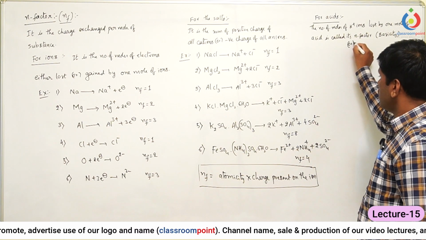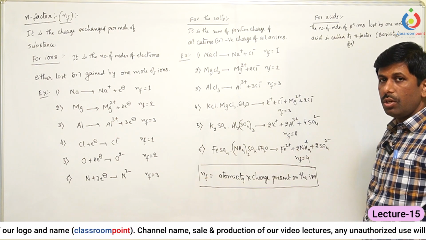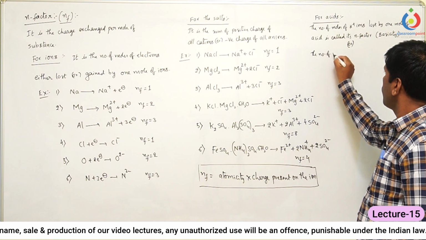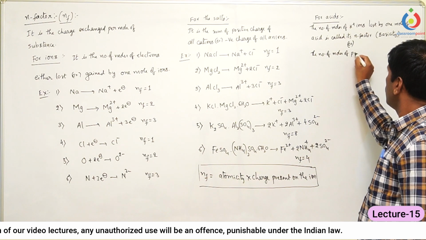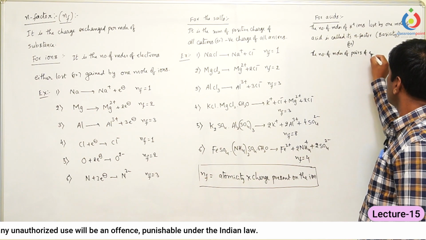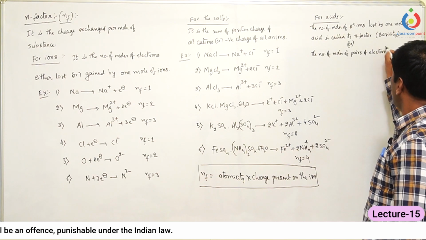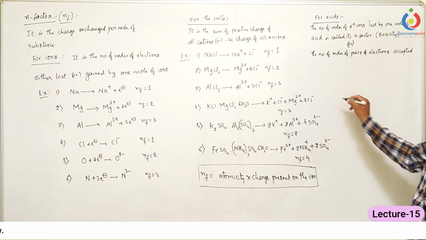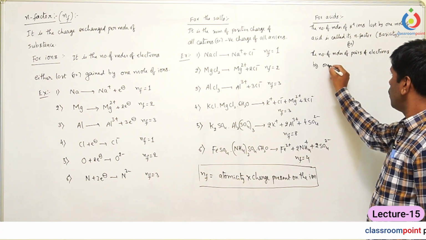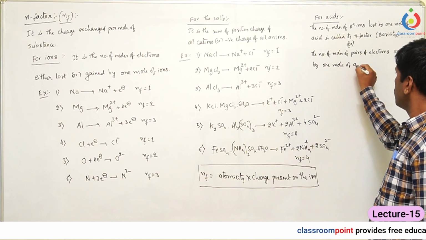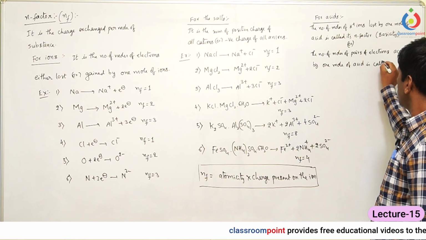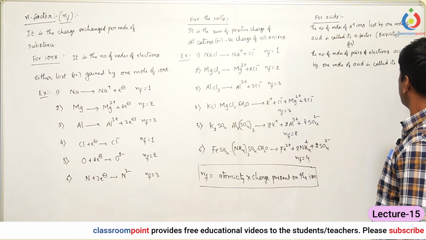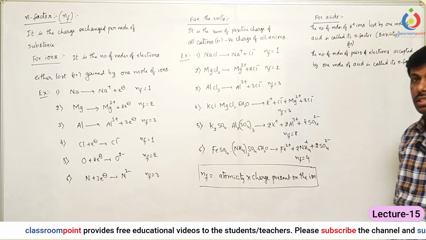But all protonic acids may not present. Then we have to consider the Lewis acids also. In the case of the Lewis acids, the number of moles of pairs of electrons accepted by 1 mole of acid is called its N factor or basicity. So let us take some examples here.